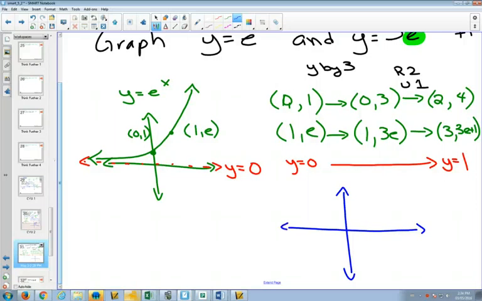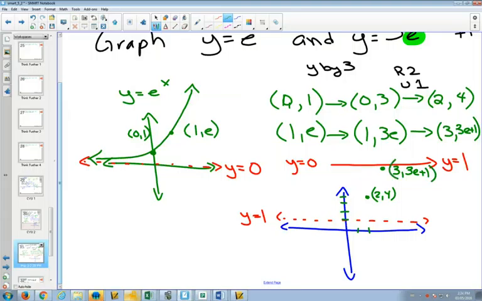Start by graphing your asymptote. So here we have y equals 1. Draw our points. We have 2, 4. That seems like a good point to start with. And we've got 3, 3e plus 1. Approximately where is 3e plus 1? It'll be 3 times 2.7 plus 1. It'll be like 9.1-ish. So I'm going to label it here 3, 3e plus 1.